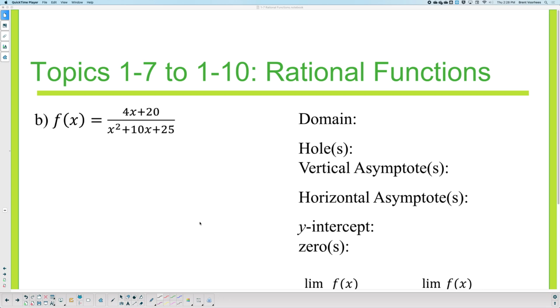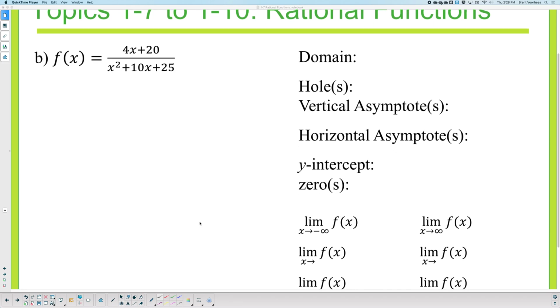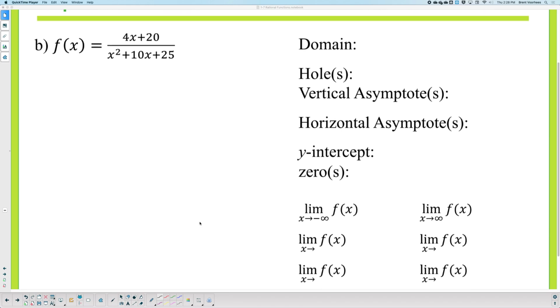All right, let's take a look now at example B. What would y'all like to do? Do you want to graph it first or do the algebra and then see if it matches up with the graph later? Graph first? Okay, let's go over to the graph.